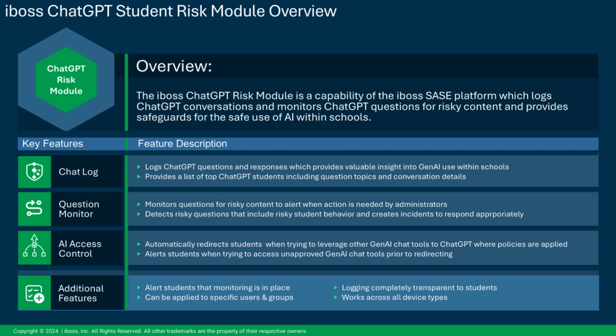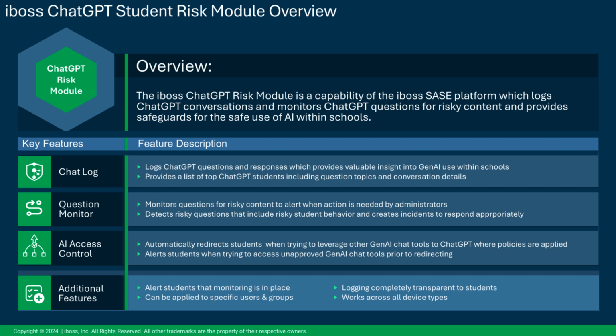The module logs ChatGPT conversations and monitors ChatGPT for risky questions for the safe use of AI at schools. The ChatGPT Risk Module has many features and critical capabilities. Some key features include the ability to log ChatGPT conversations between students and AI, including AI responses. This also includes question topics and conversation details, which can be reviewed by administrators to see how ChatGPT is being used within the school. The iboss ChatGPT Risk Module also intercepts all questions and monitors questions for risk.